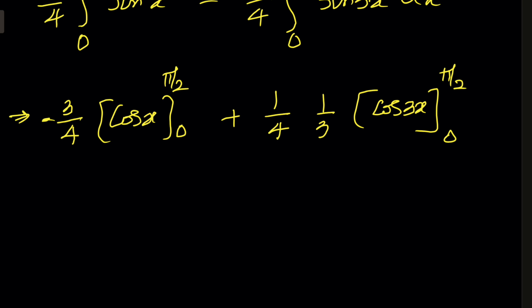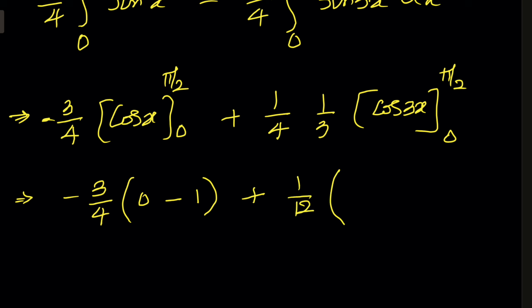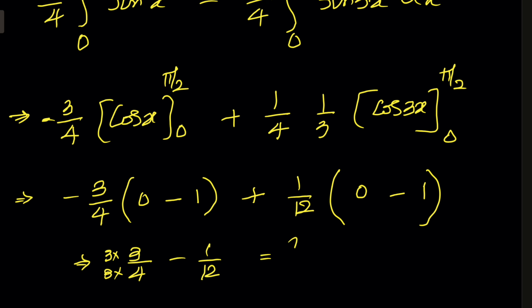Let us simplify that. This will be minus 3 by 4 into cos 90, which is 0, minus cos 0 is 1, plus 1 by 12 into cos 3 pi by 2, that is 0, minus cos 0 is 1. So it will become 3 by 4 minus 1 by 12. Now we can multiply with 3 and 3. Then it will become 9 by 12 minus 1 by 12, which is equals to 8 by 12, and that's equals to 2 by 3.